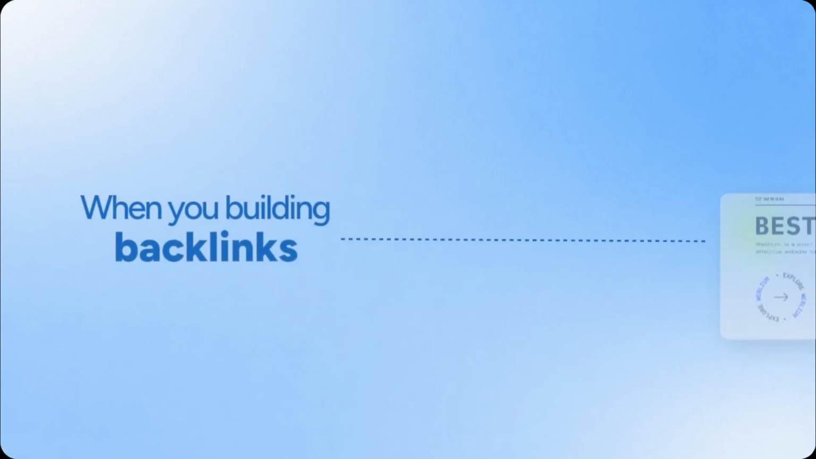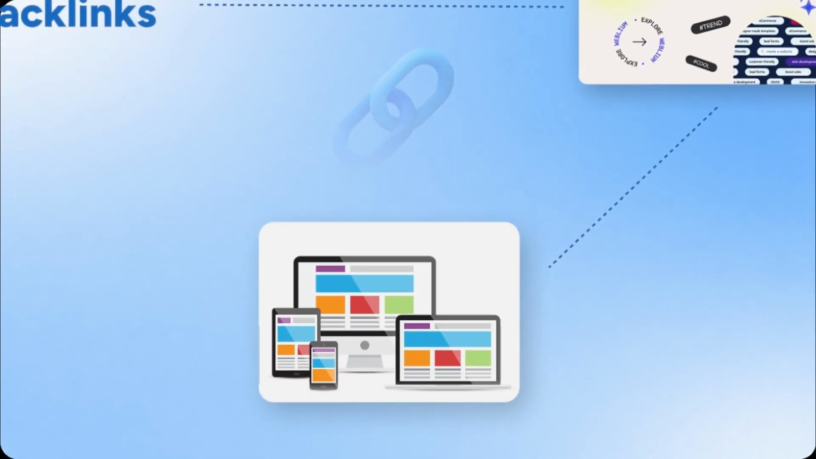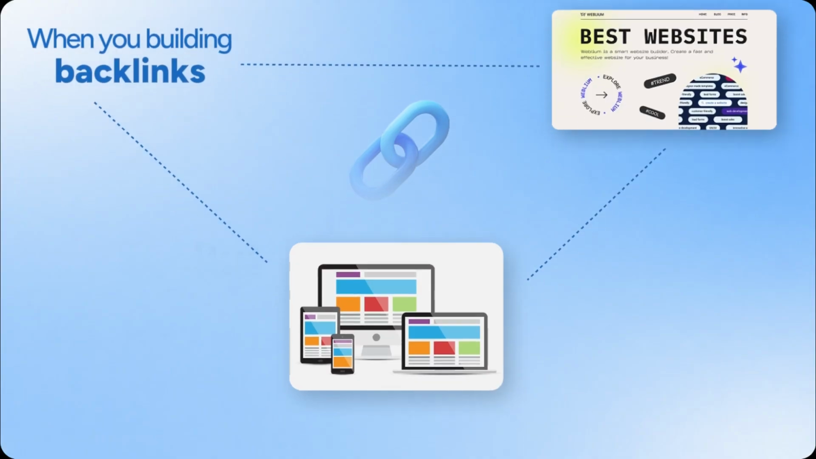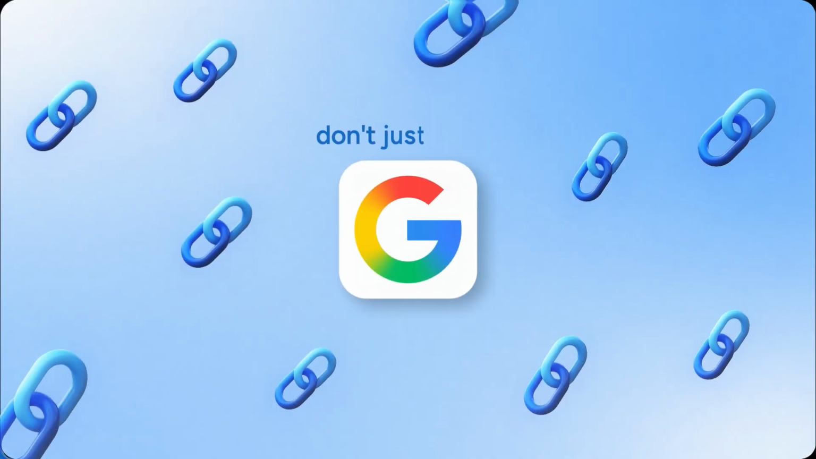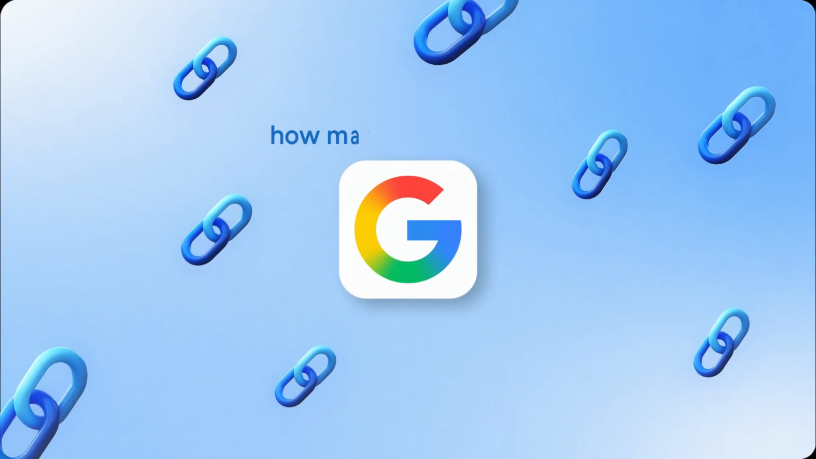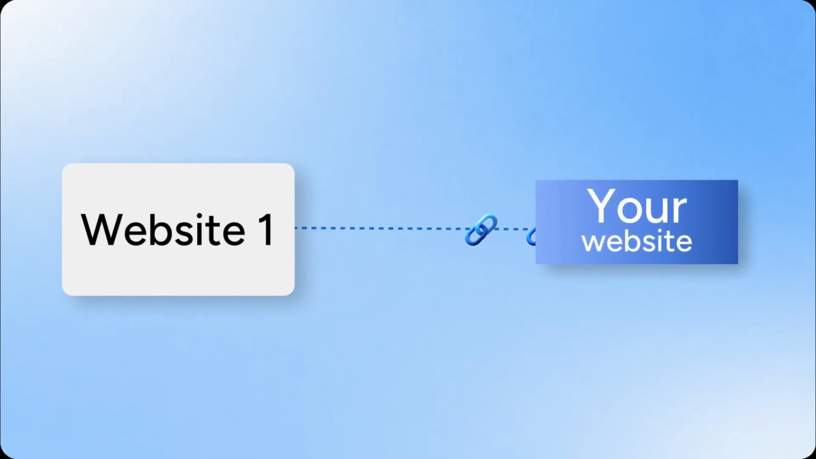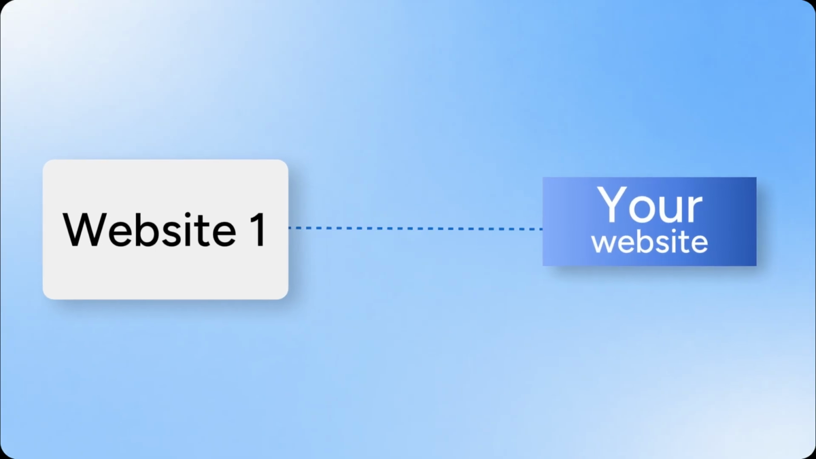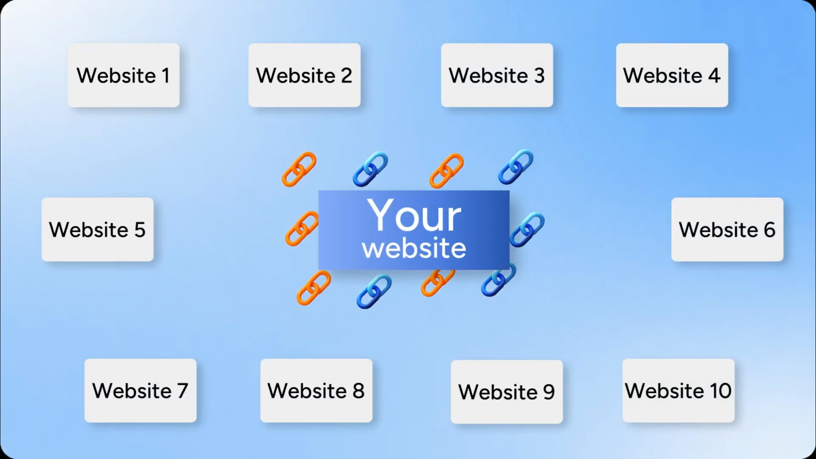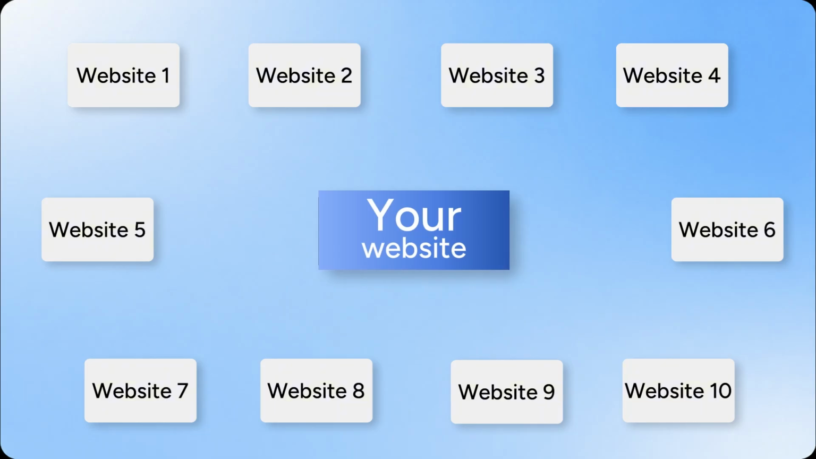When you're building backlinks for a website, it's tempting to keep going back to domains that worked before. But here's the thing, search engines don't just count how many backlinks you have. They look at how many unique referring domains are linking to you. Getting 10 links from the same site again and again barely moves the needle. But getting links from 10 different sites is what actually builds trust and drives ranking.